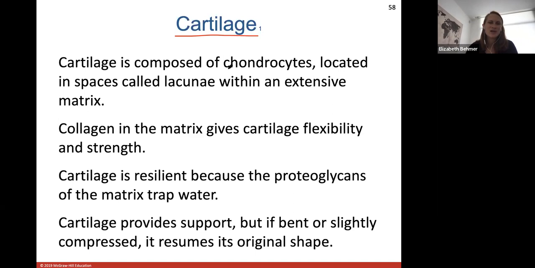So cartilage is, first of all, composed of chondrocytes, which are those mature cartilage cells. Again, chondro, that prefix means cartilage. They are located in those spaces called the lacuna, which hold them within an extensive matrix. Collagen in the matrix gives cartilage flexibility and strength, and cartilage is very resilient because those proteoglycans that make it up trap water. Cartilage provides support, but if bent or slightly compressed, cartilage can always resume its original shape too.